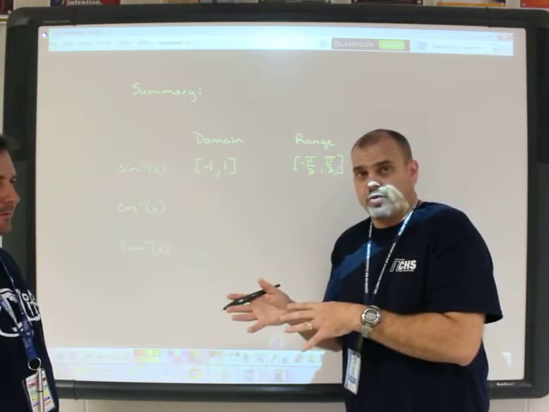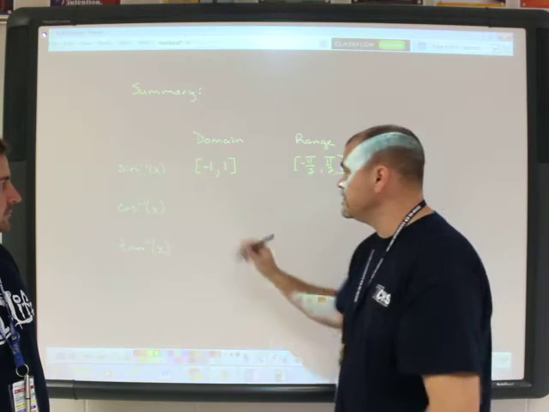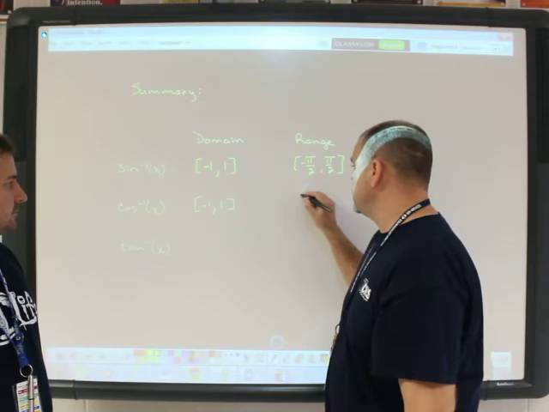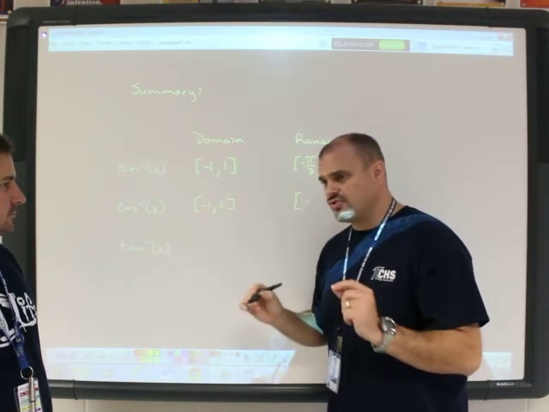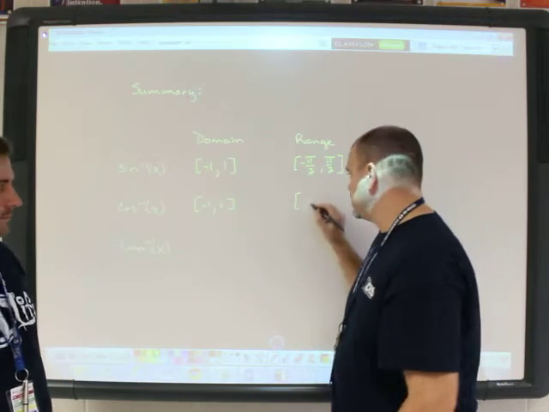cosine x, -1 to 1. Well, in inverses, they swap. Domain becomes the range. So this is -1 to 1. But now remember, we had to restrict the domain from 0 to pi.